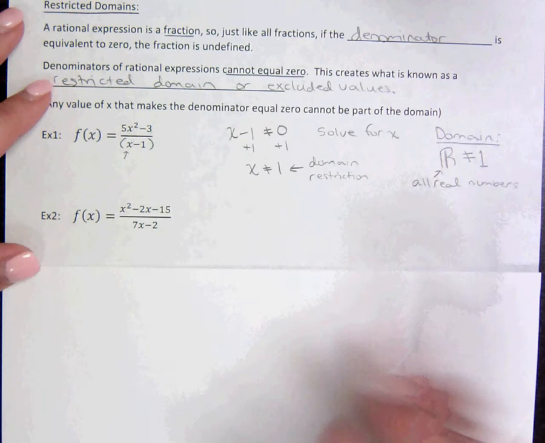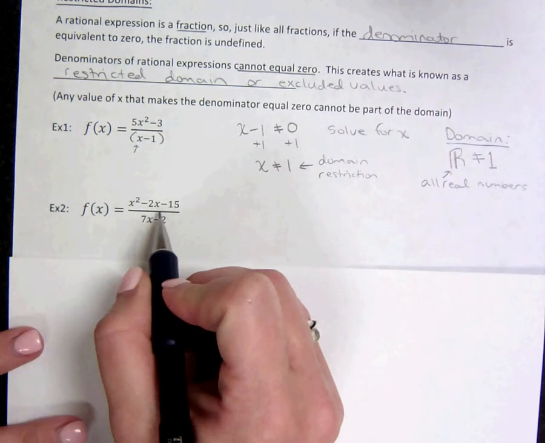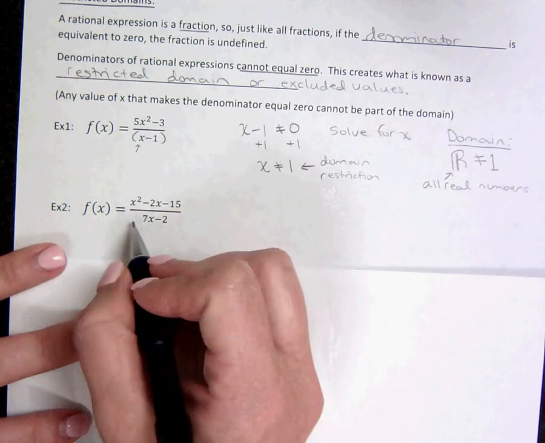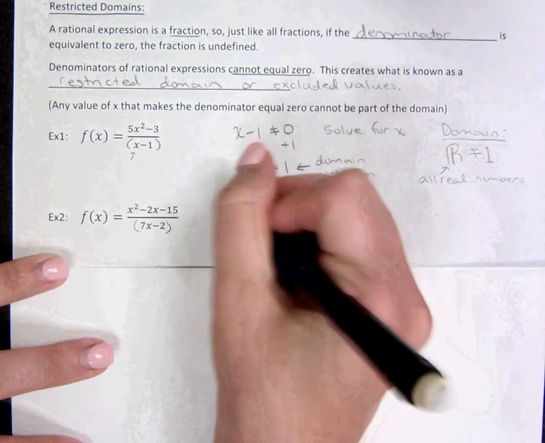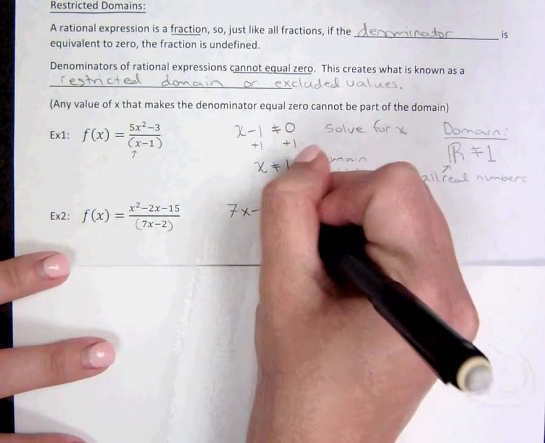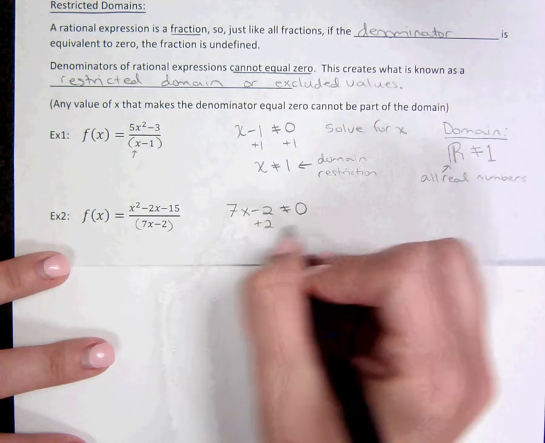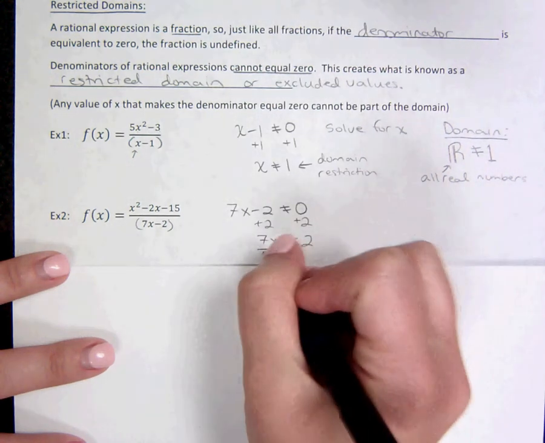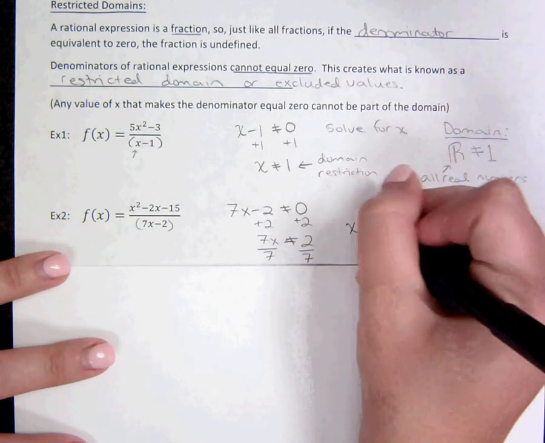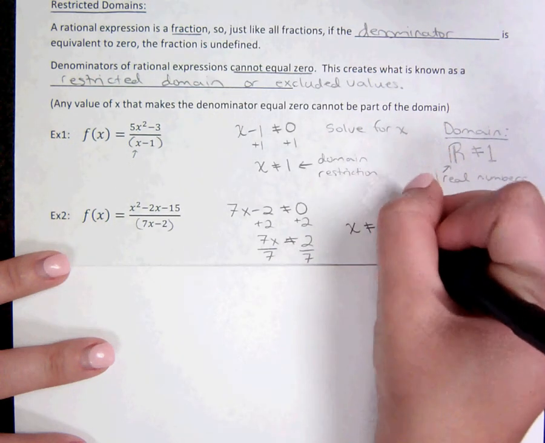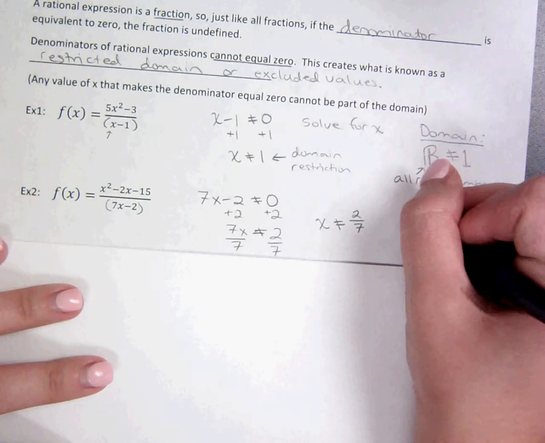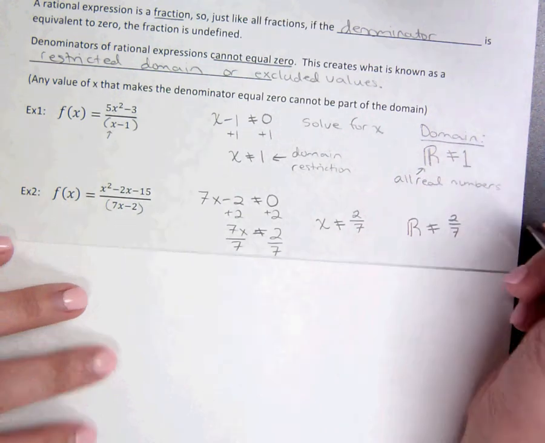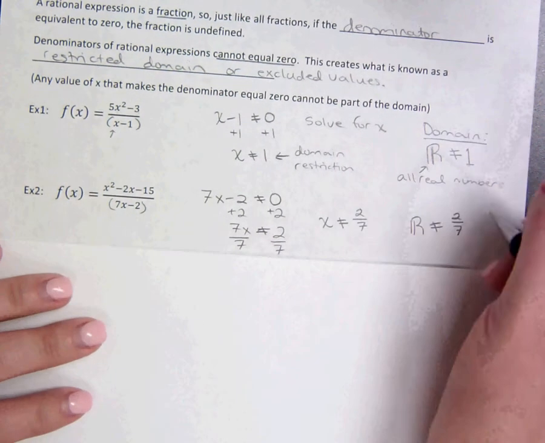Let's look at the second one. F of x equals x squared minus 2x minus 15 over 7x minus 2. The numerator can be whatever it wants. It's the denominator that cannot equal 0. So 7x minus 2 cannot equal 0. We'll add 2 to both sides. We're going to solve this just like an equation. Divide by 7. So x cannot equal 2 over 7. That is the restriction. Another way of saying that is all real numbers not equal to 2 over 7. So that's the one domain restriction. That is your domain.